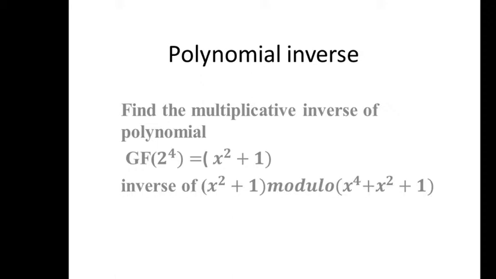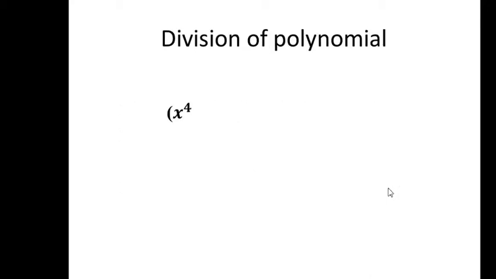This is polynomial inverse. Find the multiplicative inverse of a polynomial. x to the power of 4 equals x square plus 1. Inverse of x square plus 1 modulo x to the power of 4 plus x plus 1. We need to find the inverse of x square plus 1, which is modulo x to the power of 4 plus x plus 1.